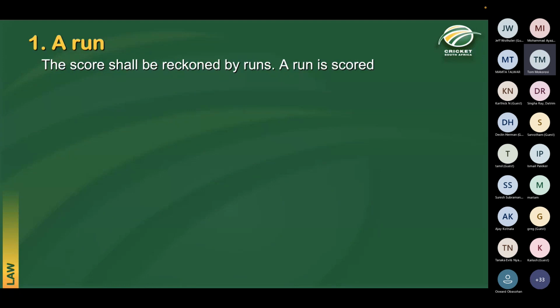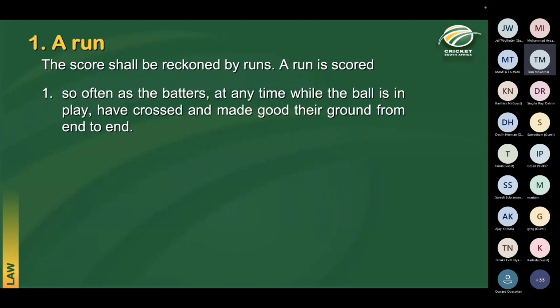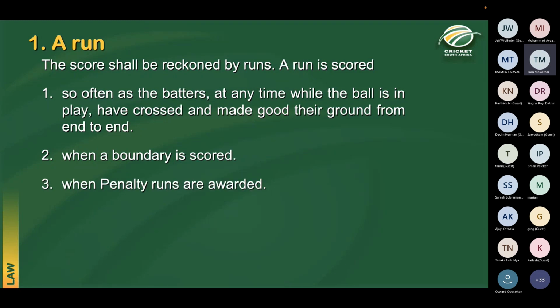The score shall be reckoned by runs, and a run is scored so often as the batters at any time while the ball is in play have crossed and made good their ground from end to end, which is from the one popping crease to the other. Runs are also scored when a boundary is scored, and law 19 is all to do with boundaries. So we'll have a closer look at boundaries in the next law. Runs are also scored when penalty runs are awarded, and all the way through the laws we shall cover how and when penalty runs are awarded to the batting side or even the fielding side.